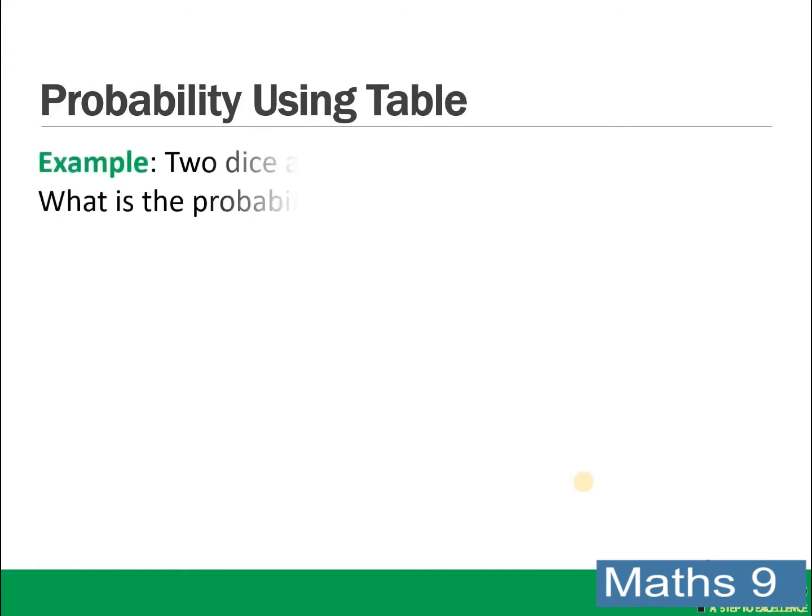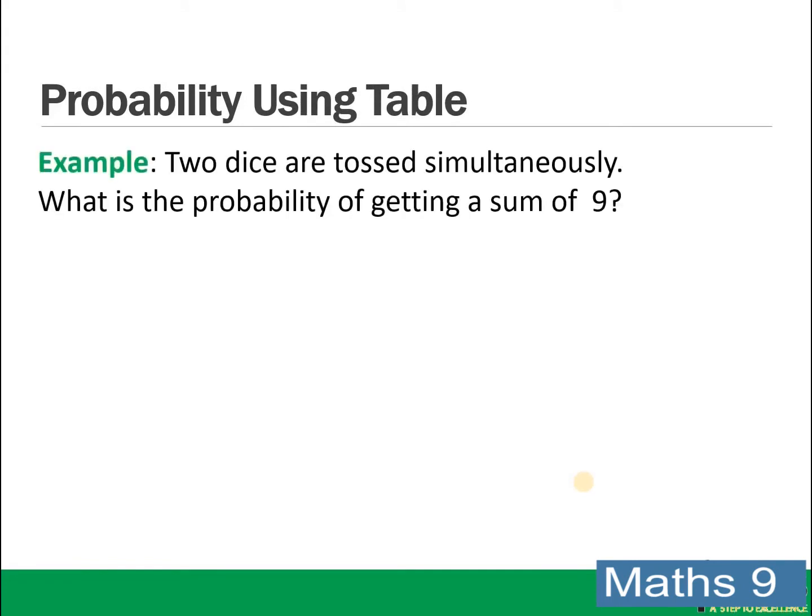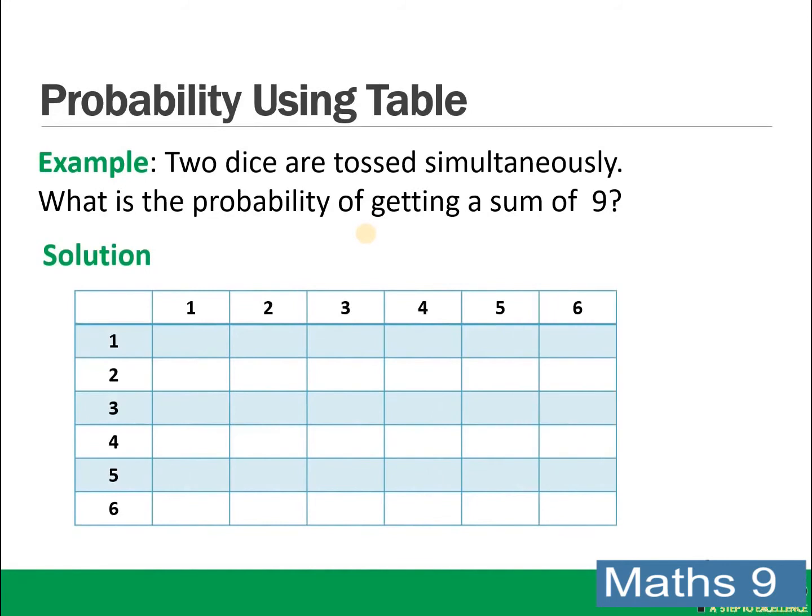Probability using a table. Here's another example. 2 dice are tossed simultaneously. What is the probability of getting a sum of 9? We could use a tree, but in this case it's more efficient to use a table, because then we can see the direct relationship between the first dice and the second dice.